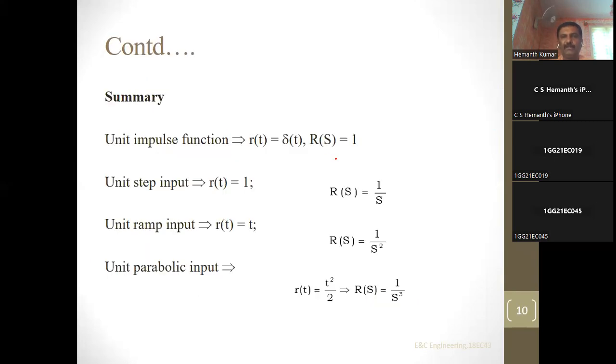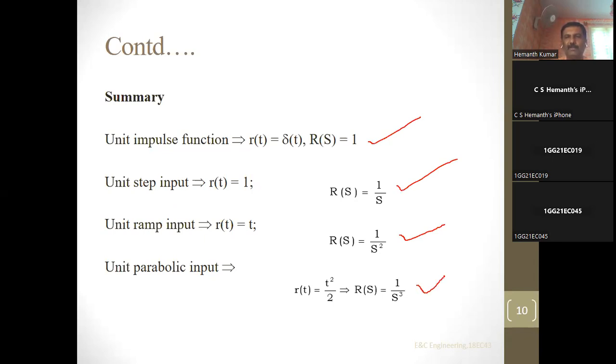Now I'll go for the Laplace associated with each of the four test input signals we have learned so far. Unit impulse function, right? For the unit impulse function, the Laplace transform is equal to 1. Is it okay? What is the Laplace associated with the unit ramp input? 1 by s square. What is the Laplace associated with the unit parabolic input? That is 1 by s cube.